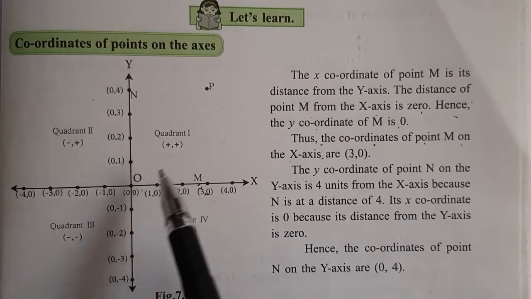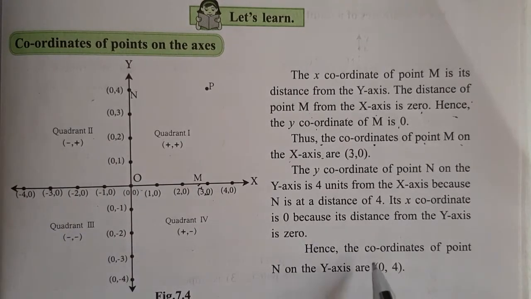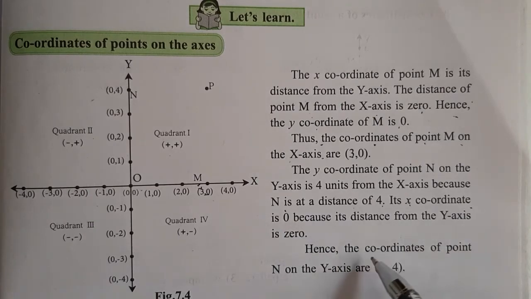And if the point lies on the y axis, then the x coordinate is 0. Here it is mentioned. We can observe that point N is at a distance of 4, and its x coordinate is 0. Its x coordinate is 0 because it lies on the y axis. So its distance from the y axis is 0. Hence the coordinates of point N on the y axis are 0, 4.